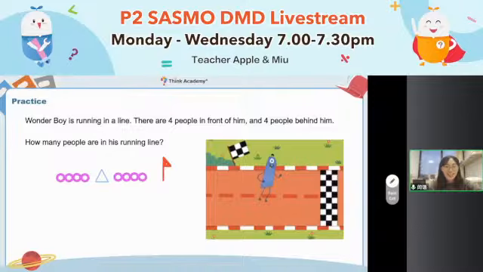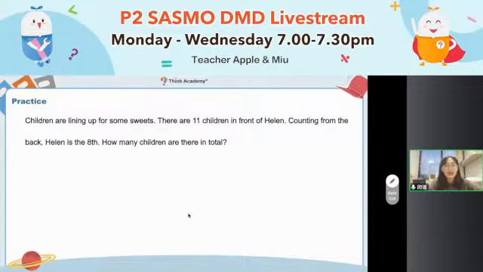Okay, you can see here we have 4, here we have 4, but also in the middle, don't forget this one. So actually it should be 9. Okay, good job. Okay, the second question. Children are lining up for some sweets. There are 11 children in front of Helen. Counting from the back, Helen is the 8th. How many children are there in total? Try it.